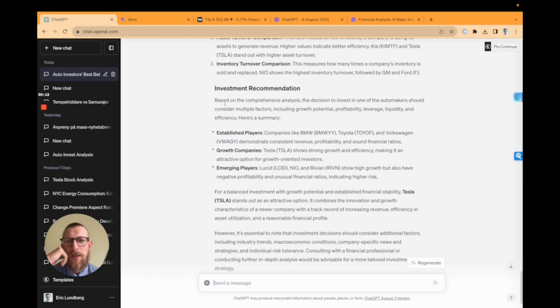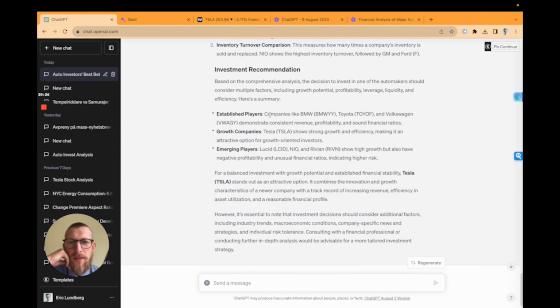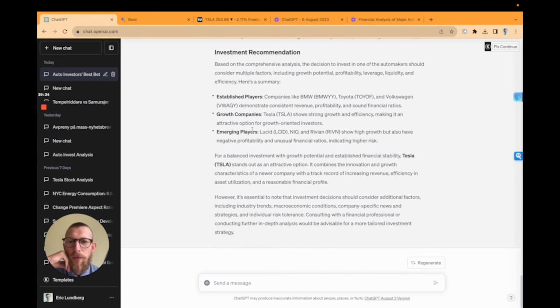Investment recommendation. Based on the comprehensive analysis, the decision to invest in one of the automakers should consider multiple factors, including growth potential, profitability, leverage, liquidity, and efficiency. Here's a summary. Established players. Companies like BMW, Toyota, and Volkswagen demonstrate consistent revenue, profitability, and sound financial ratios.